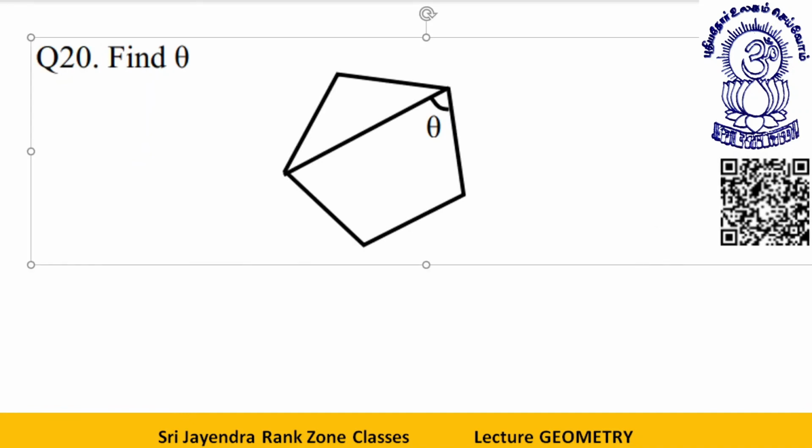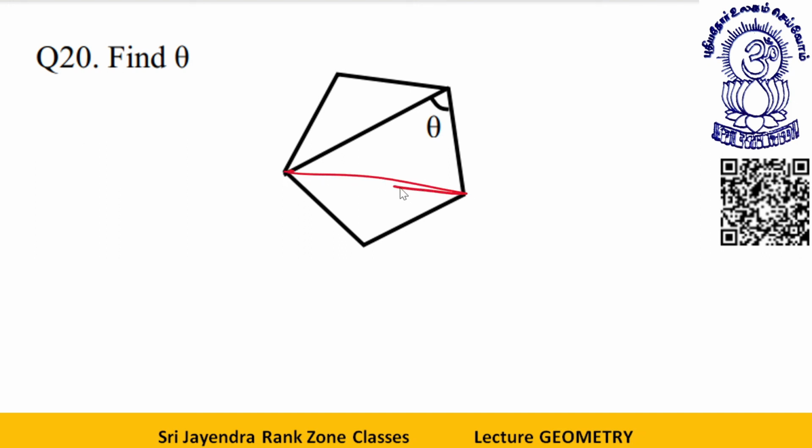The next question we have is you have to find this angle theta. See, how is this angle theta being made? This angle is made by these two. Let's say this is the center. So this will be 360 by 5. This will be 360 by 5.